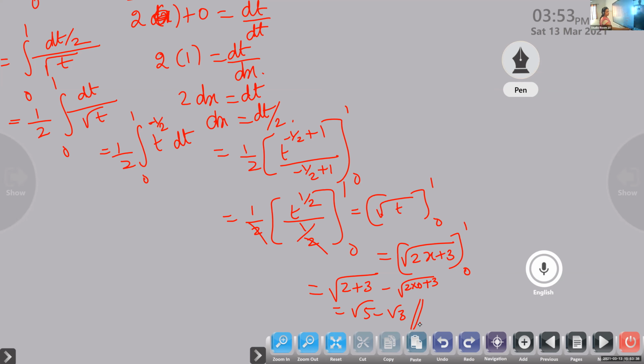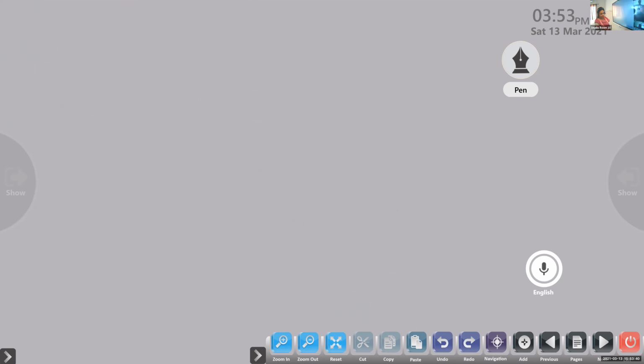Write the next one. If integral 0 to 1, 3x square plus 2x plus k into dx is equal to 0, find k.